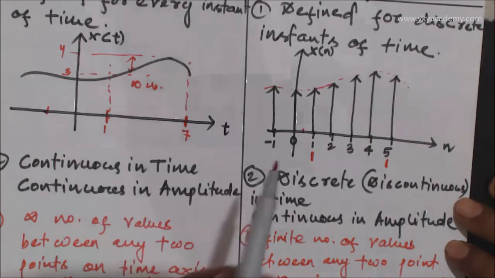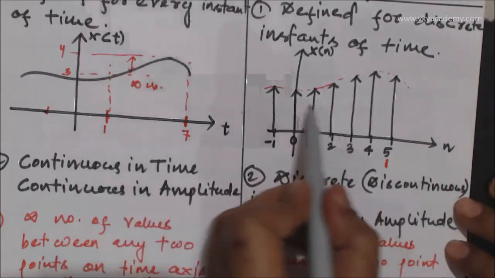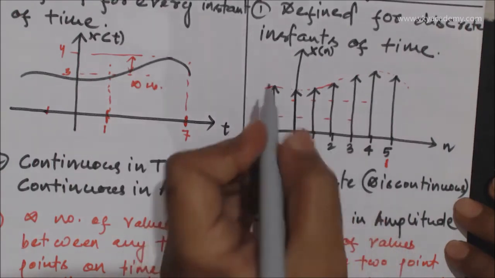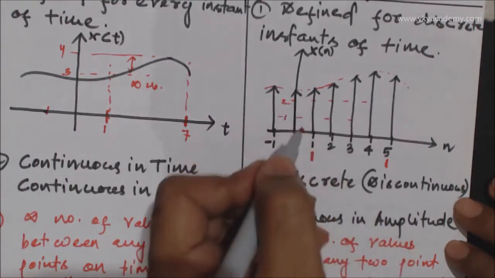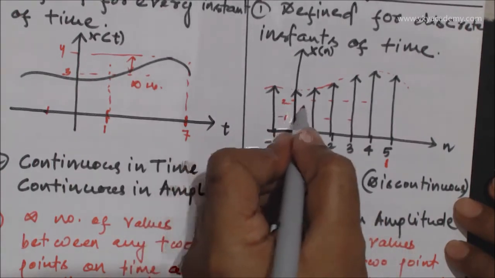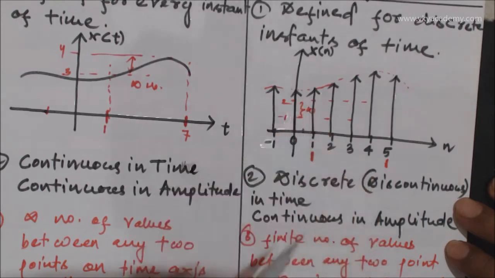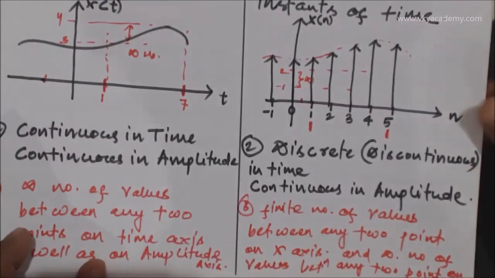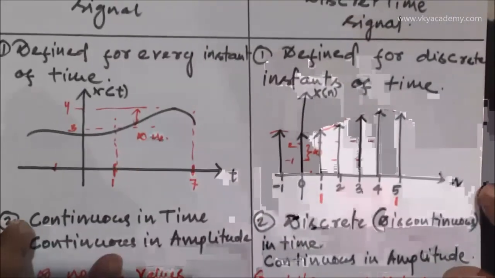But if you choose any 2 points within a specified range on the y-axis, or you can say on the amplitude axis, let's say this is 1 and this is 2, you can say that between 1 and 2 we have infinite number of values available between any 2 points. So that is why we can say this is continuous in amplitude but discrete in time. So this is all about continuous time signal and discrete time signal.